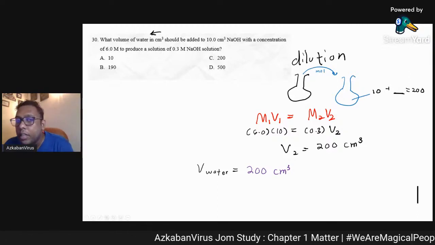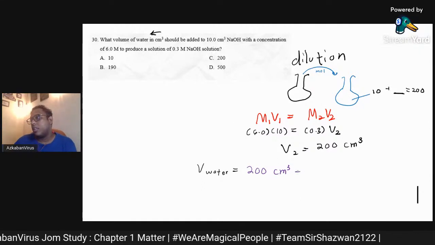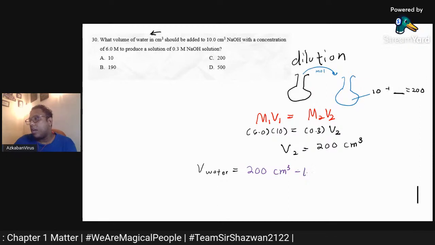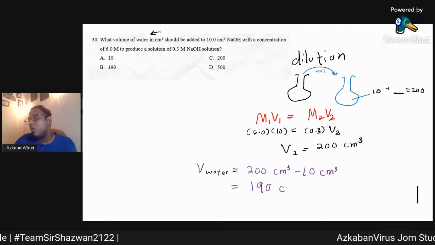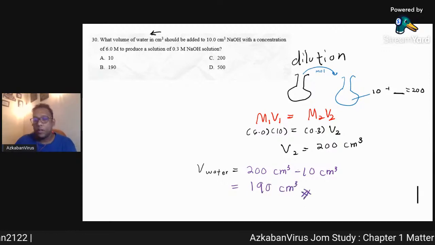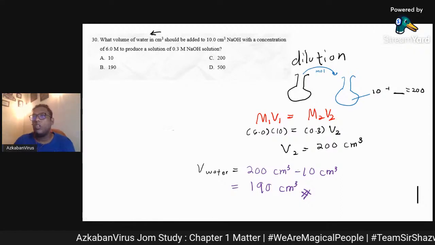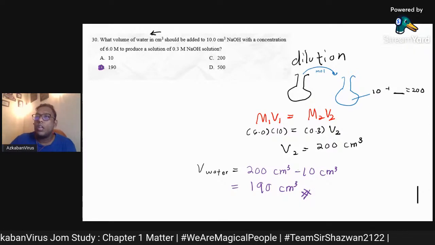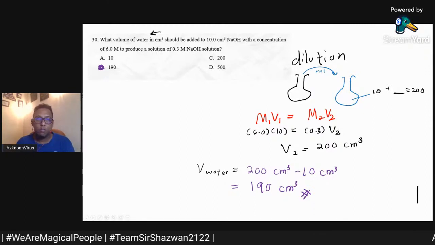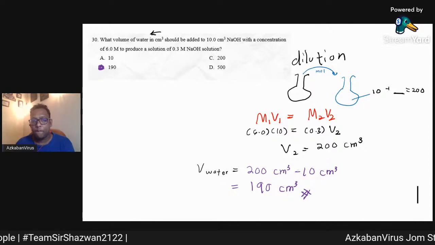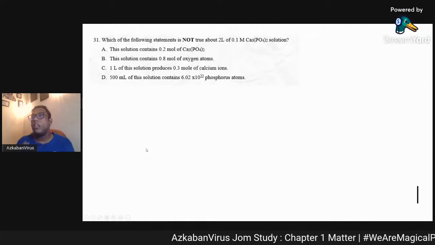Yang ini tak perlu buat equation sebab dia dilution, dia benda yang sama, jadi tidak ada reaction. Okay, kita perlu tolak 10 cm cube lah. Inilah volume air yang perlu ditambah, 190 cm cube. Jawapan dia B. Soalan ni tricky sikit. Okay, next one.